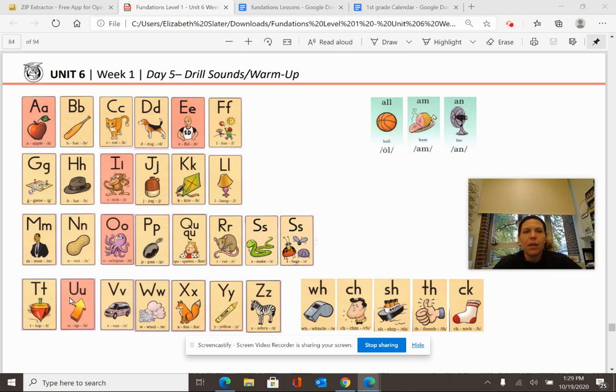T, top, T. U, up, U. V, van, V. W, wind, W. X, fox, X. Y, yellow, Y. Z, zebra, Z.